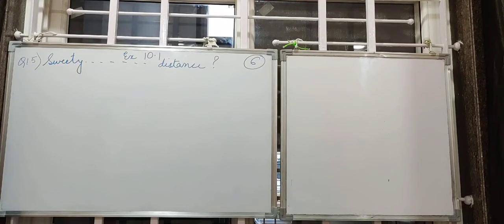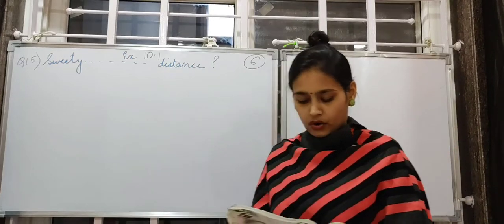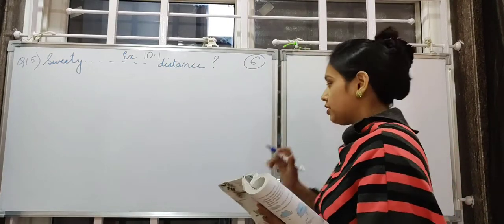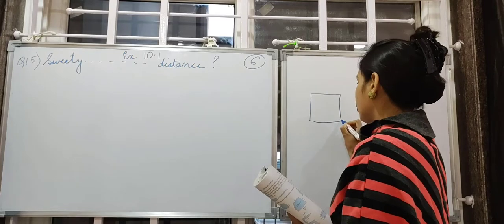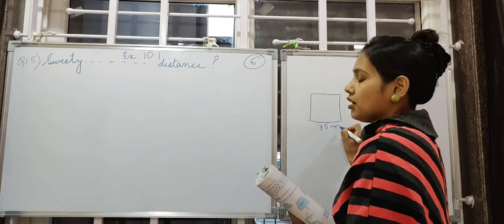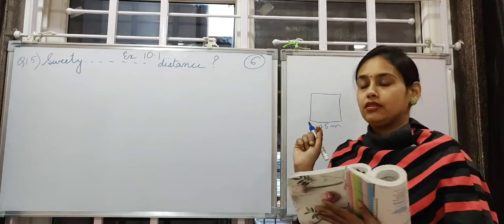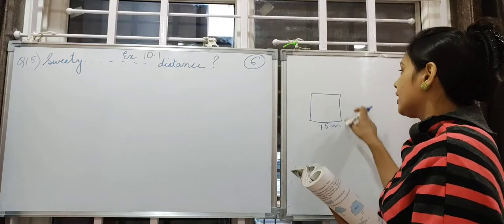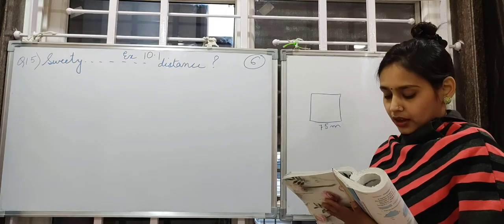So children, today we are completing question number 15 of exercise 10.1 which I left yesterday. So the question is, Sweetie runs around a square park of side 75 meters. Since it's a square, each side is 75 meters. And she's running around. Around means length of boundary. That means again perimeter.